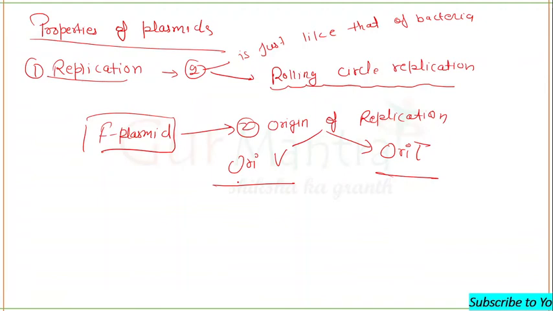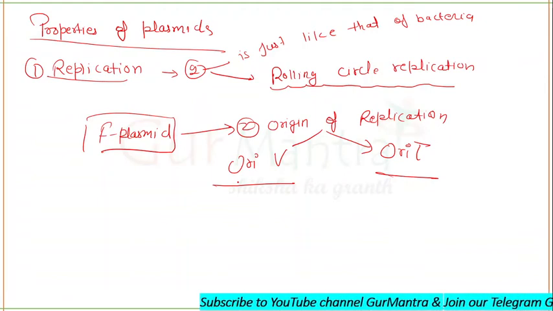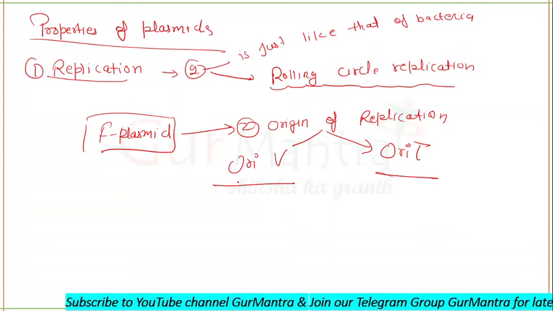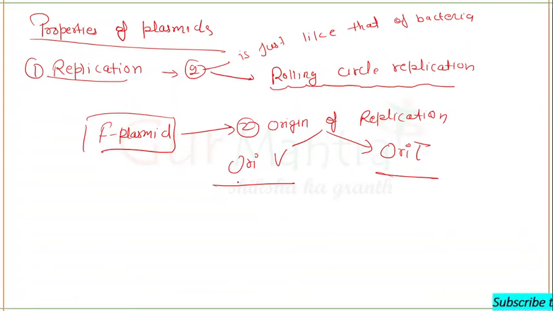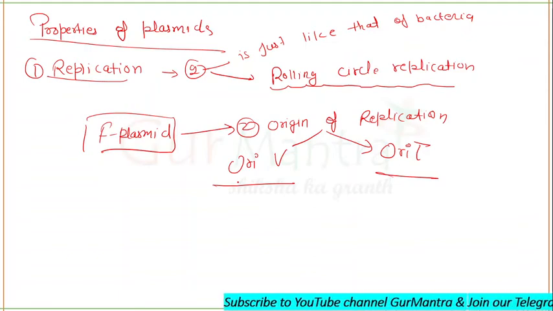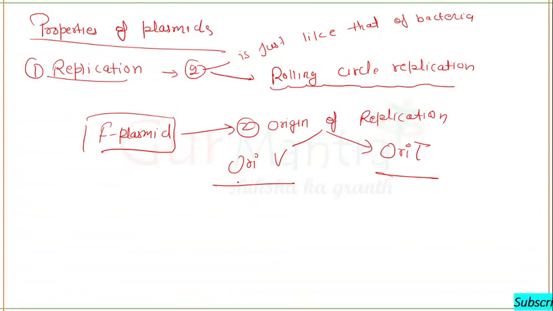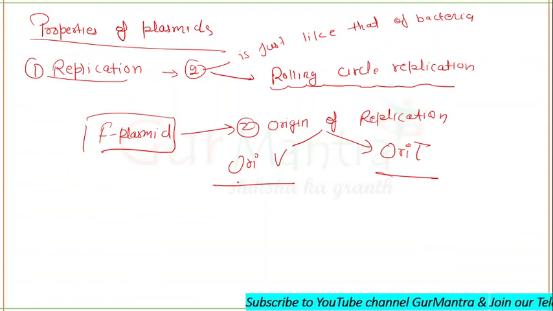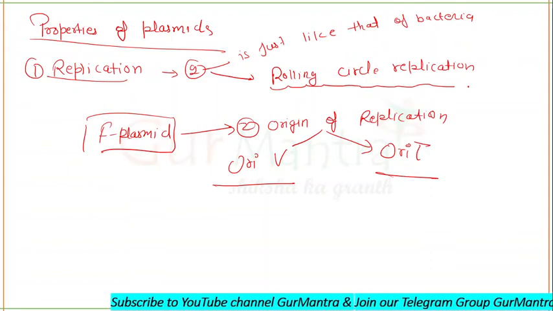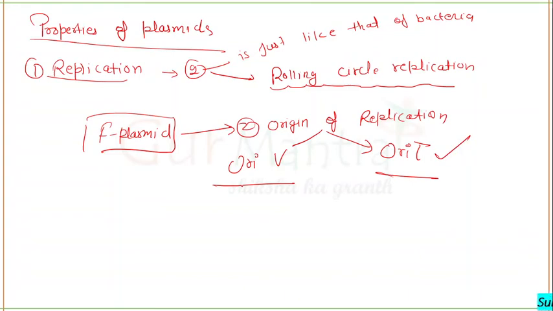One, the bidirectional replication will occur. Bidirectional replication is also known as vegetative replication, and it will start from ori V, while the transfer starts from ori T. All plasmids must have a vegetative origin, since they all replicate to survive, but only those plasmids that can transfer themselves will have the transfer origin, or ori T. Okay, now let's talk about the second property, which is host range.